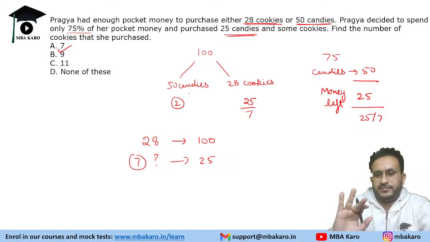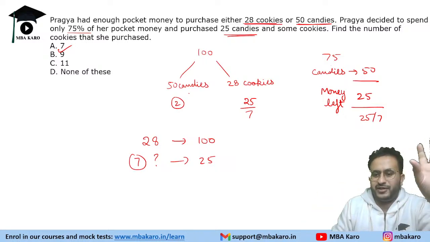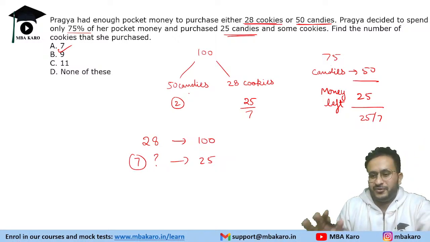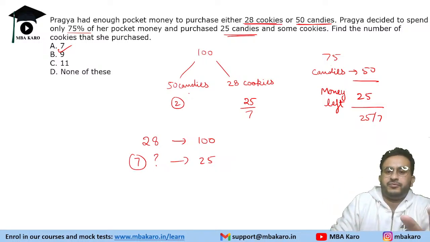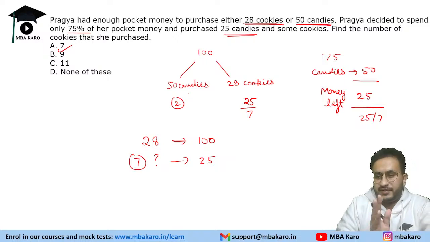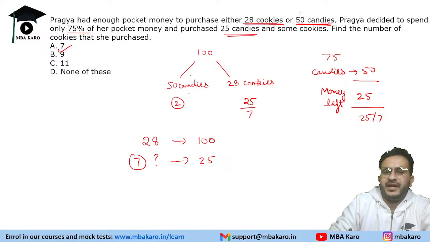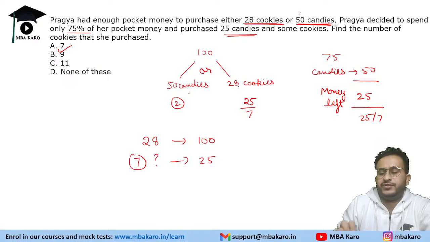So I guess a lot of time has passed doing questions. You might also be tired. Maybe you did not get the question correctly. Many of you might not have got the question correctly. It is 28 cookies or 50 candies. It is not the total. It's just one of the items. So that means you can buy 50 candies or 28 cookies. So we are avoiding this part.